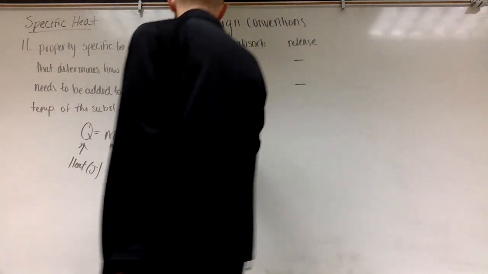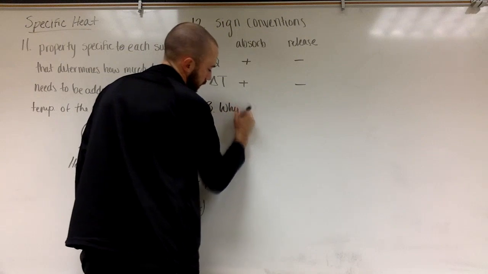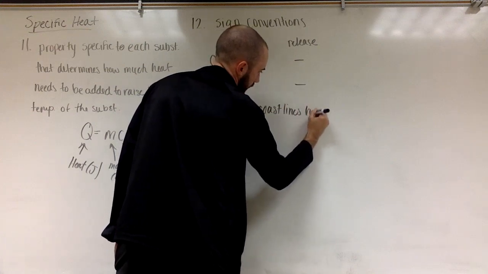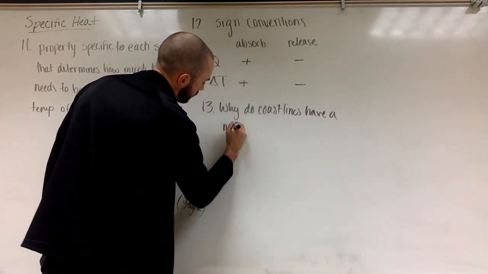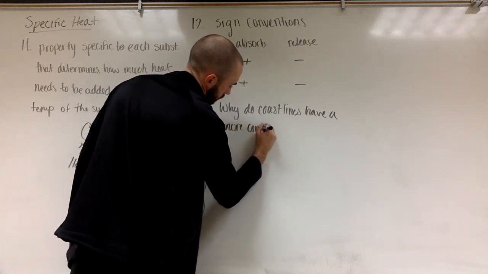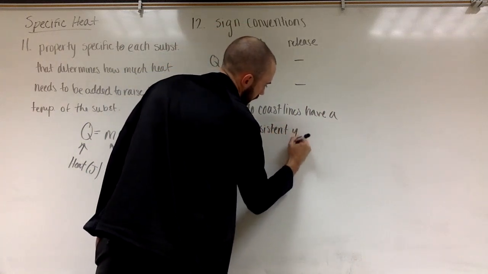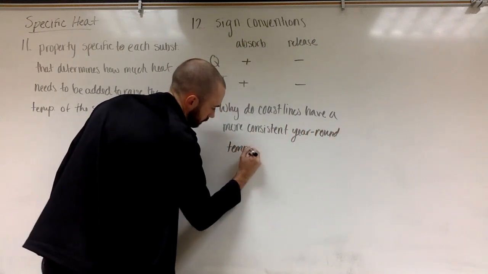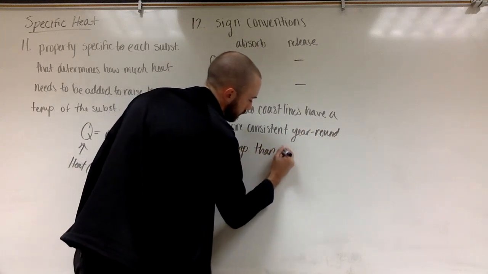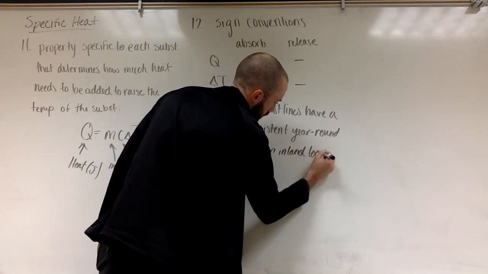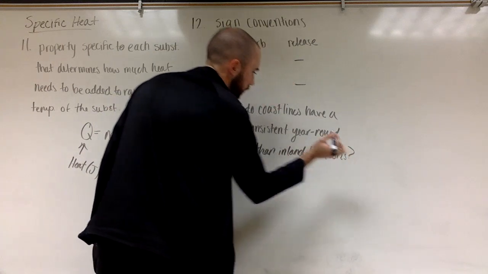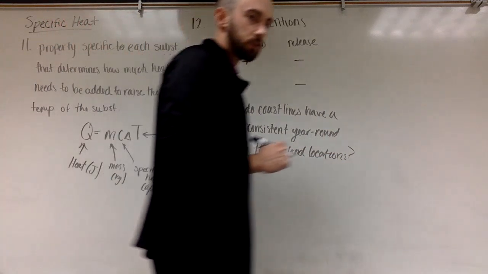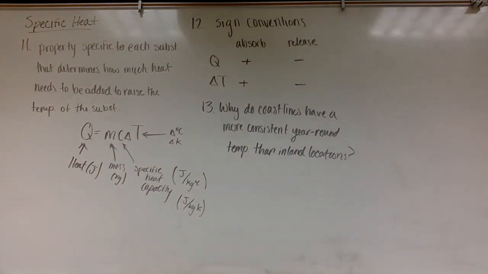So I'll pose this question to you guys. Why do coastlines have a more consistent year-round temperature than inland locations? And I will give you a hint. It has to do with what we talked about just a second ago with specific heat capacity. So I'll give you a second to think about it, pause the video, give it some thought, then we'll be right back.